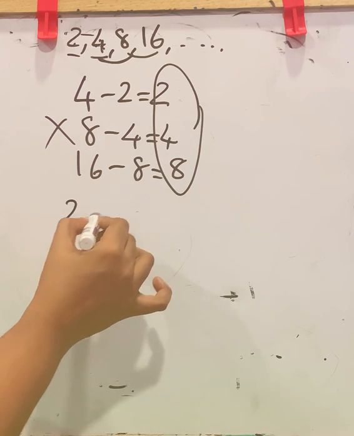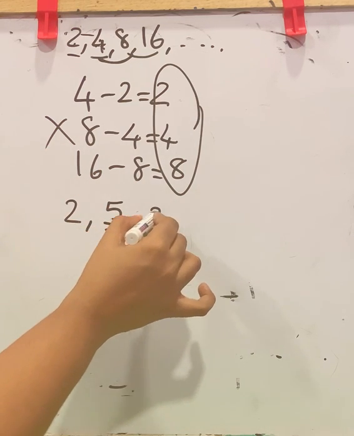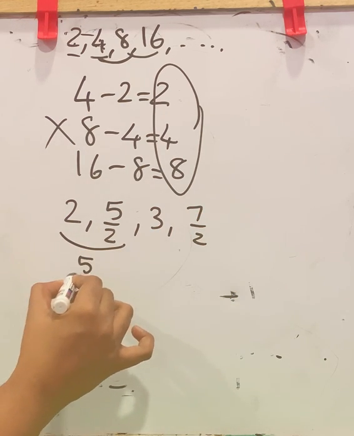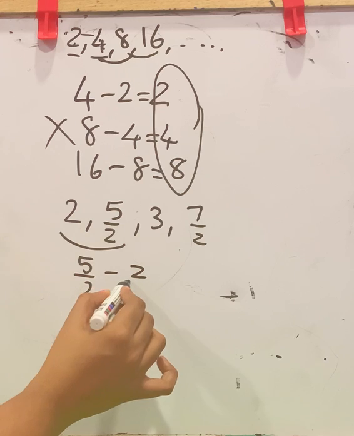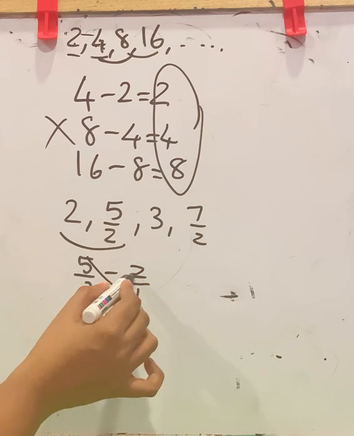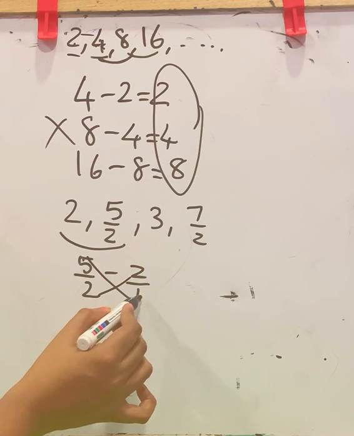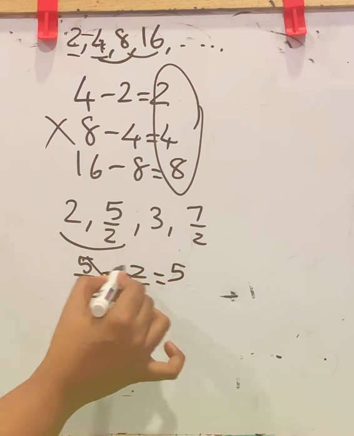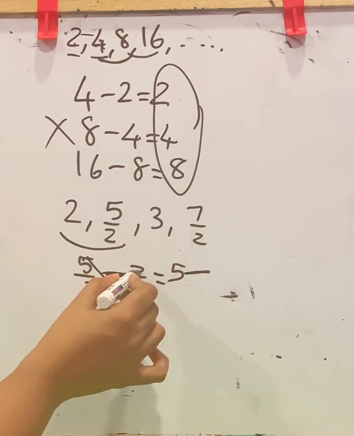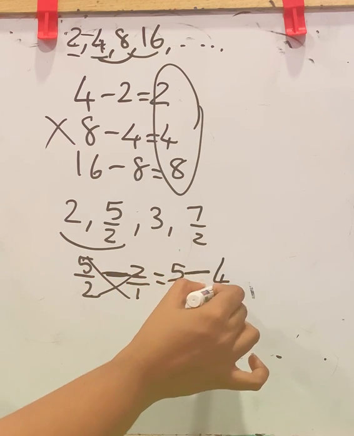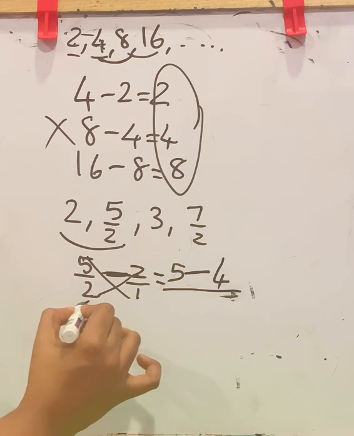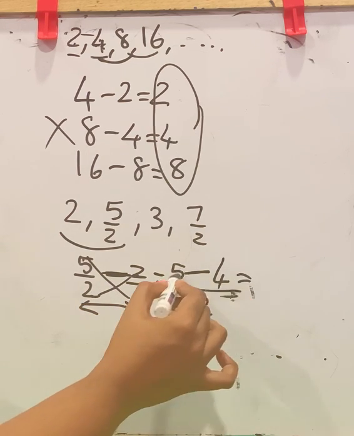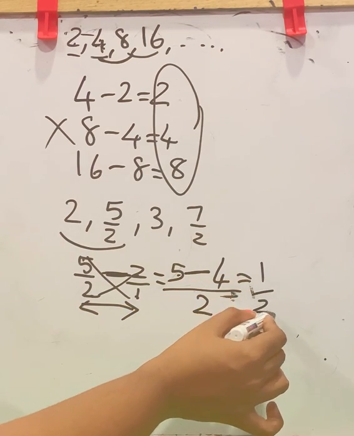Next, 2, 5 by 2, 3, 7 by 2. Let us consider these two. 5 by 2 minus 2. 2 simply means 2 by 1. Now cross multiply this. 5 into this denominator. 5 into 1 is 5. Put the sign here. Same sign. Now 2 into 2, 4. Whole division, product of two denominators. 2 ones are 2. 5 minus 4 is 1 by 2.